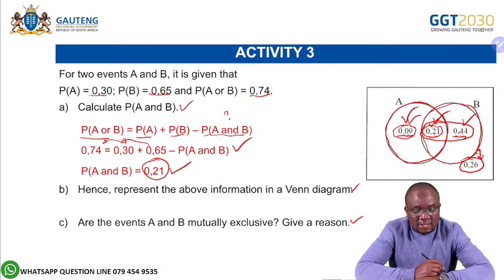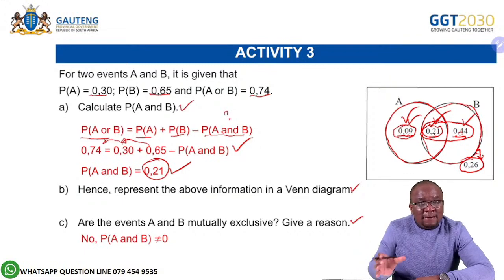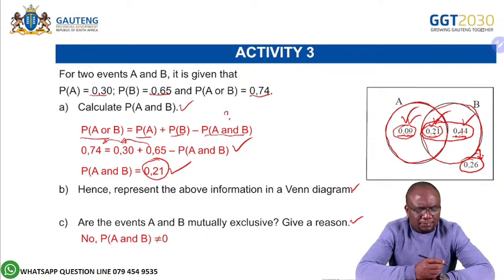Right, these two events are not mutually exclusive because the probability of A and B is not equal to 0. Okay, so they are not mutually exclusive. Are they exhaustive? No, they are not exhaustive because these two events are not taking everything in the sample space. Okay.